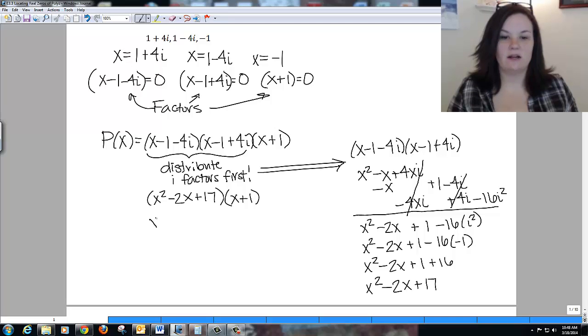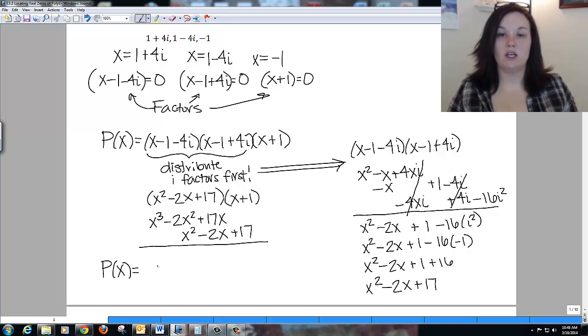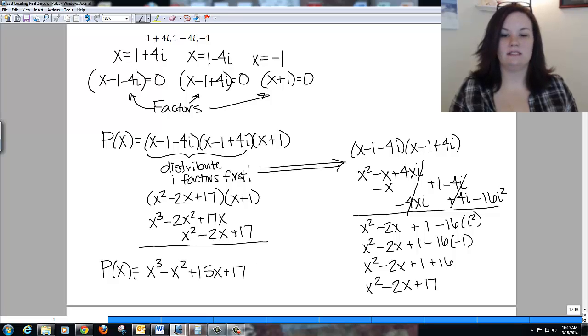x times x squared is x cubed. x times negative 2x is negative 2x squared. x times 17 is positive 17x. And then I'm going to distribute the 1. 1 times x squared is x squared. 1 times negative 2x is negative 2x. And 1 times 17 is 17. Okay, so I go ahead and combine my like terms, which gives me my new polynomial, or my original polynomial, rather, which will be x cubed minus x squared plus 15x plus 17.